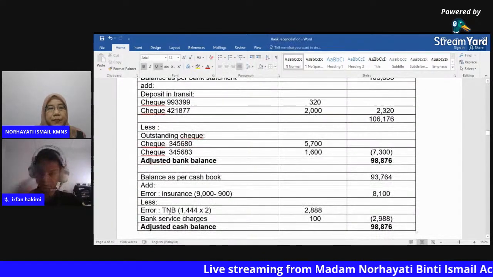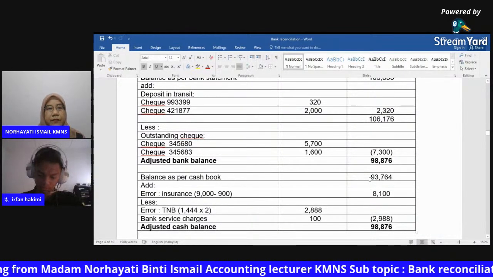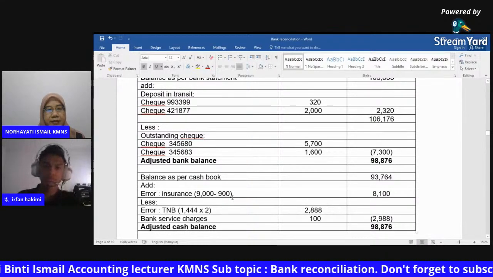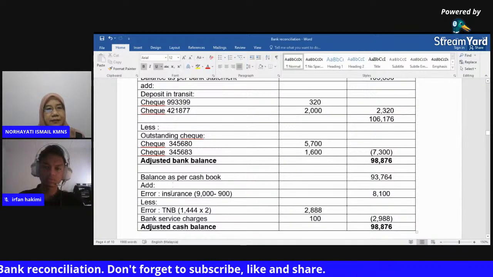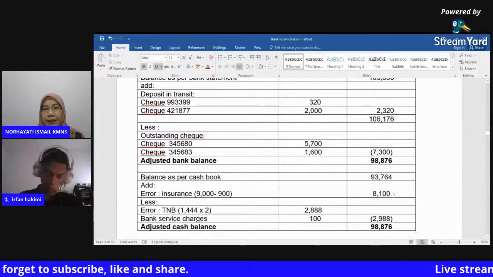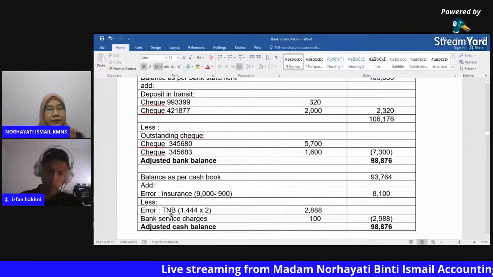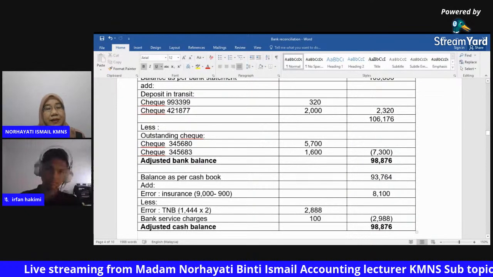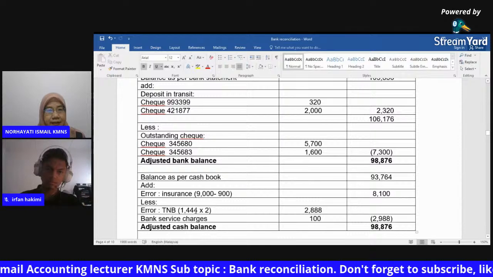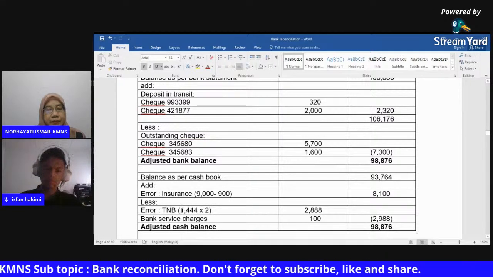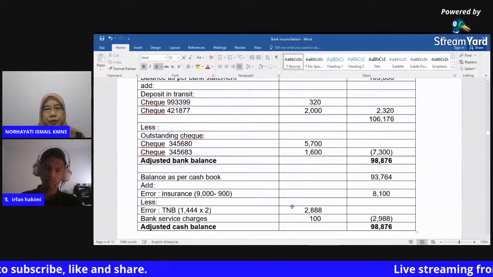So the balance from cash book, the ending balance 93,764, and we have to add an error overstated. Just now we looked at the cash book overstated in the credit side. So we have to add this error 9,000 less 900, you get 8,100. And we have to deduct all this amount. The error TNB, the record should be in the credit side, but in the cash book had been recorded in the debit side. Reversal error. So we have to double this amount, 1,444 times 2.